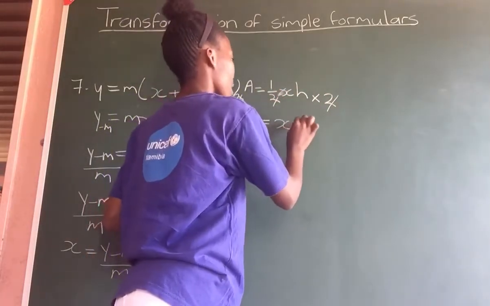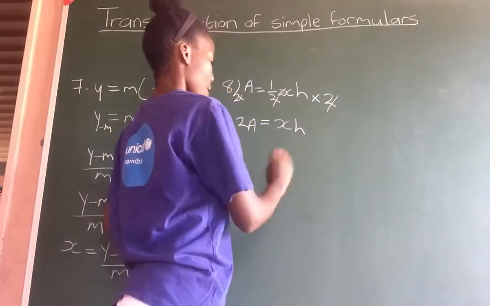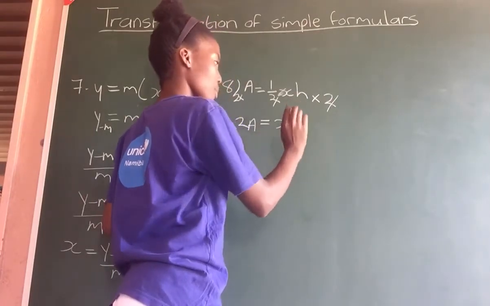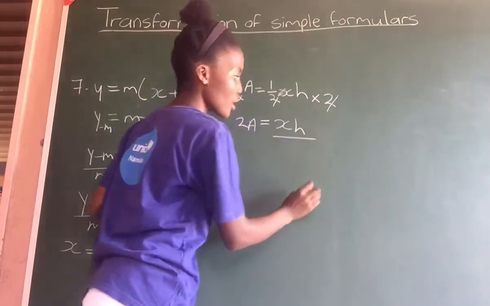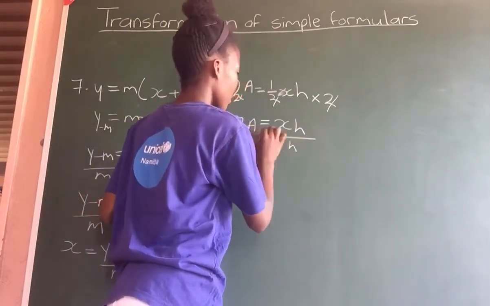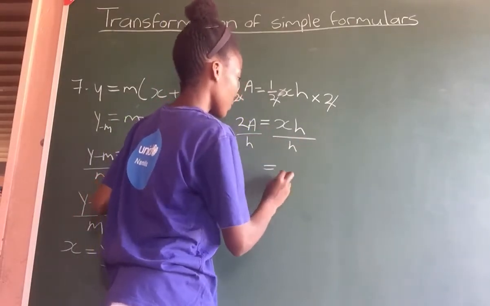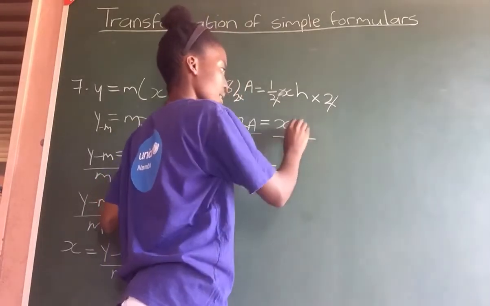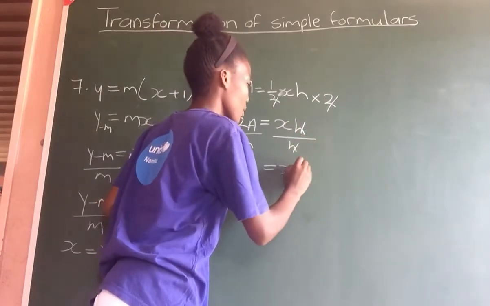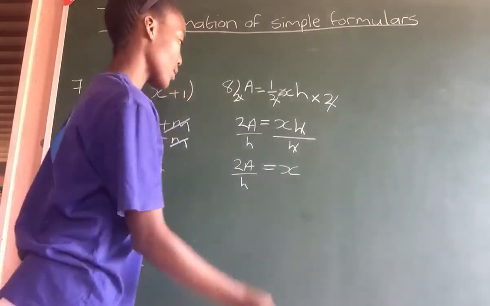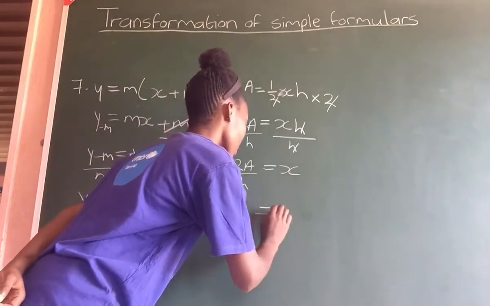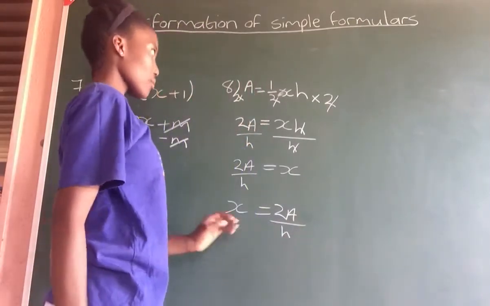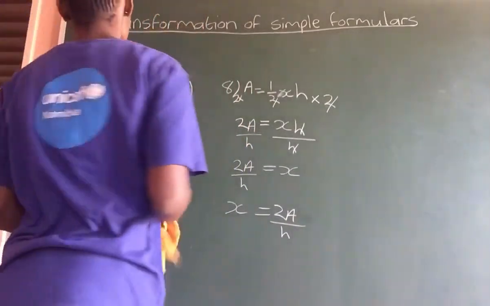So you say xh. Now here, we're going to say this is x times h. Opposite of multiplication is division. So you say divided by h, divided by h, which will give you 2a divided by h. In this side, the h and the h will cancel, you'll be left with x. Rearrange your formula, we have x is equal to 2a divided by h. Okay? Next example.